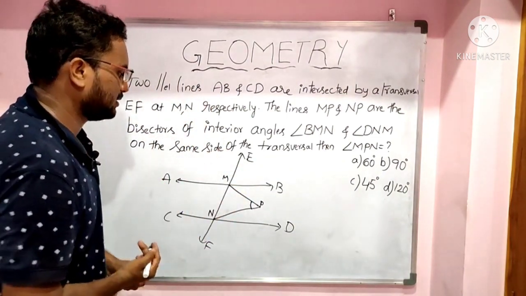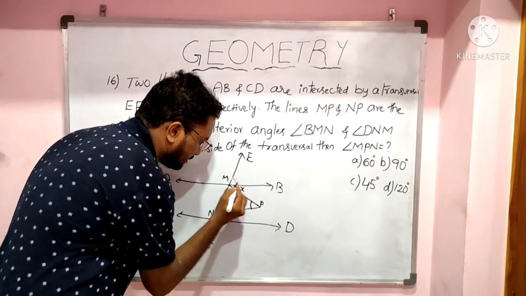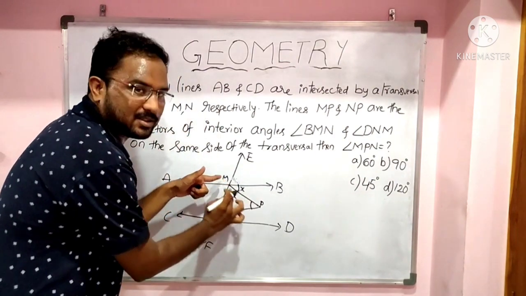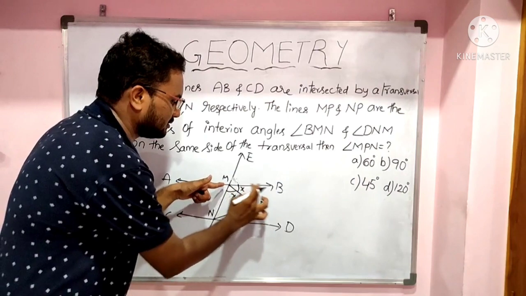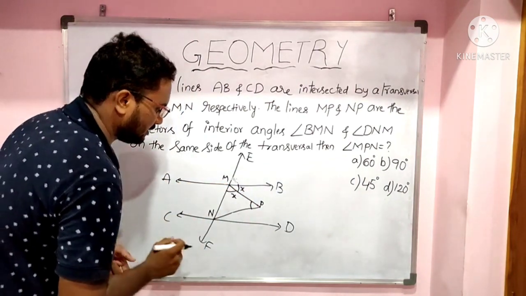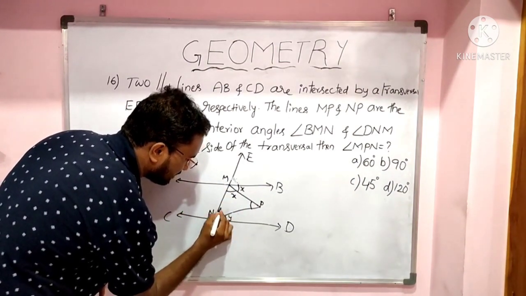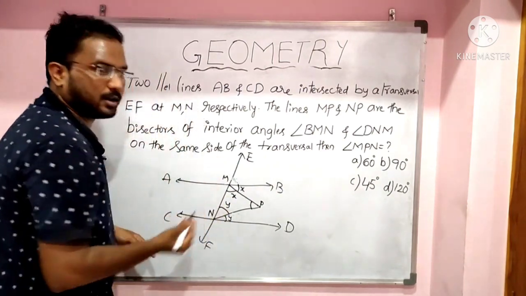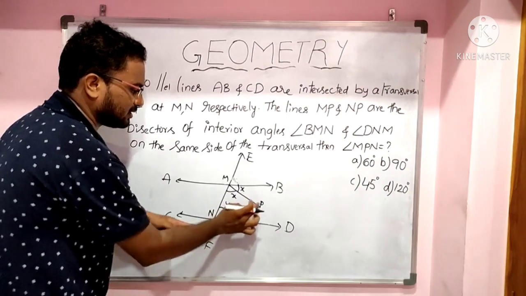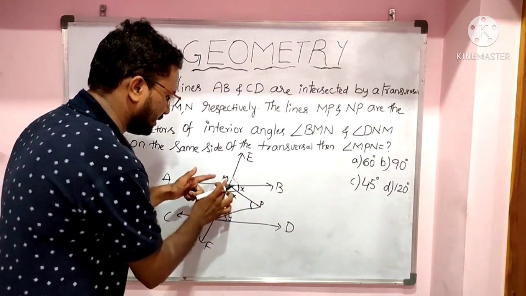So first of all, these are angle bisectors. So if this angle is X, then this angle should be equal to X, because it is an angle bisector. And angle bisector in the sense, this divides the angle into two equal parts. And NP is the angle bisector of angle DNM. So if this is Y, then this should be equal to Y. So we need to find angle MPN.